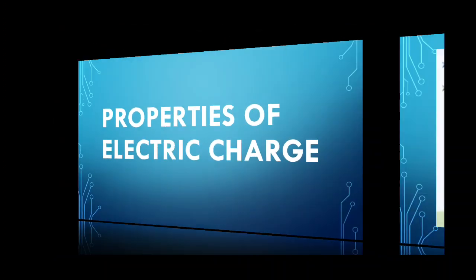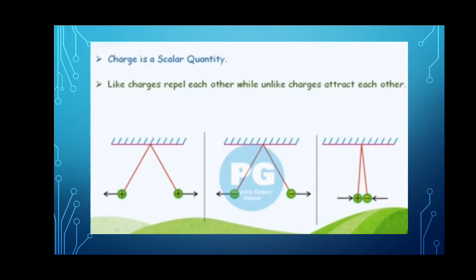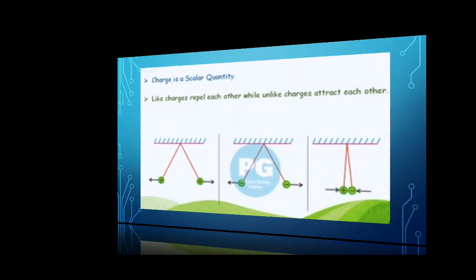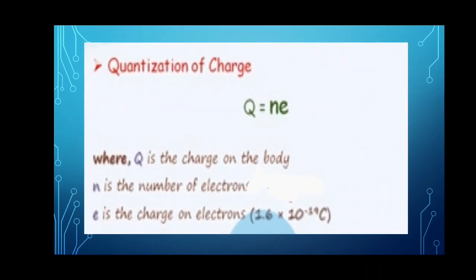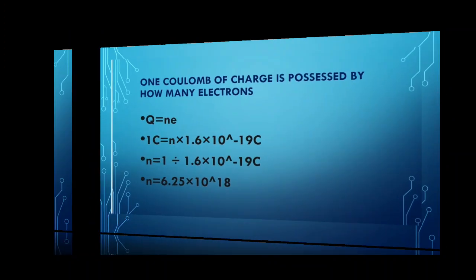You should know that like charges repel each other, and unlike charges attract each other. Positive and positive repel each other, negative and negative repel each other, and negative and positive attract each other. The next property of charge is quantization of charge. That is, the net quantity of charge present in an object is an integral multiple of the elementary charge. Here, Q can be given as N into E, where N is an integer. N will be positive in terms of protons and negative in case of electrons. And the value of E is 1.6 into 10 to the power of minus 19 coulomb.